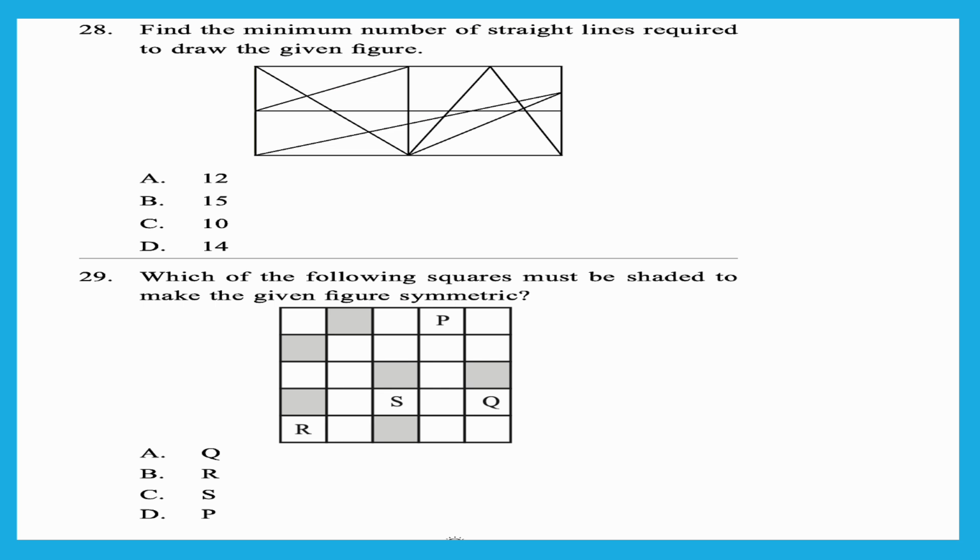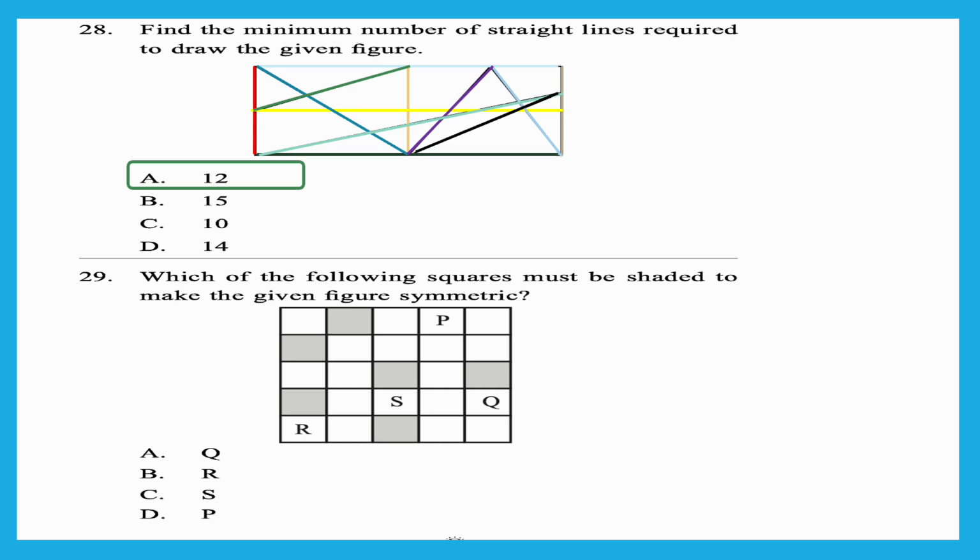Question 28. Find the minimum number of straight lines required to draw the given figure. Okay, let's count. 1, 2, 3, 4, 5, 6, 7, 8, 9, 10, 11, 12. So in total there are 12 minimum number of straight lines. Option A is the right answer.